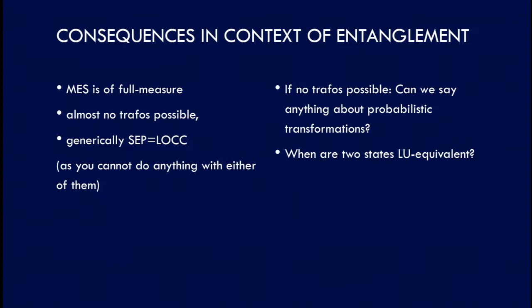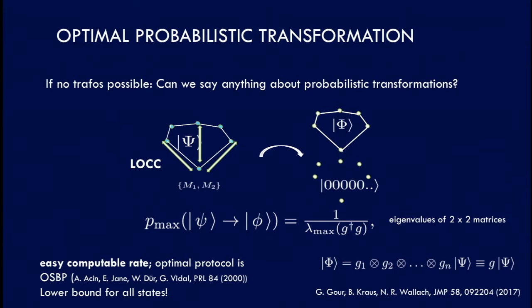Now, knowing that, one might want to know whether it is possible at least to do some transformation probabilistically. So can we at least say with which probability I can go from one state to another? As we know that we cannot do it deterministically, I cannot do it with probability one. What is the maximum success probability with which I can do the transformation? And also things like when are two states LU equivalent? Indeed, one can answer that, and one can give a very simple formula for generic states.